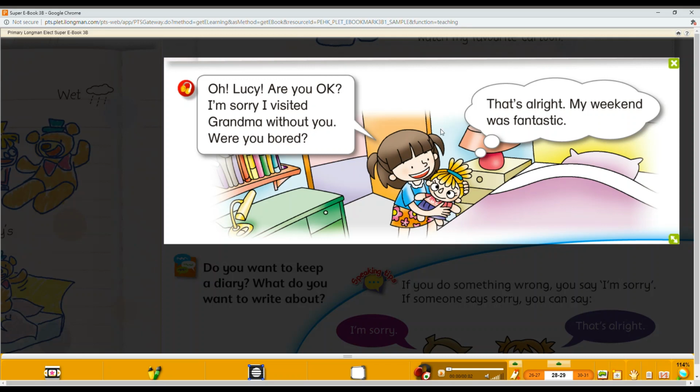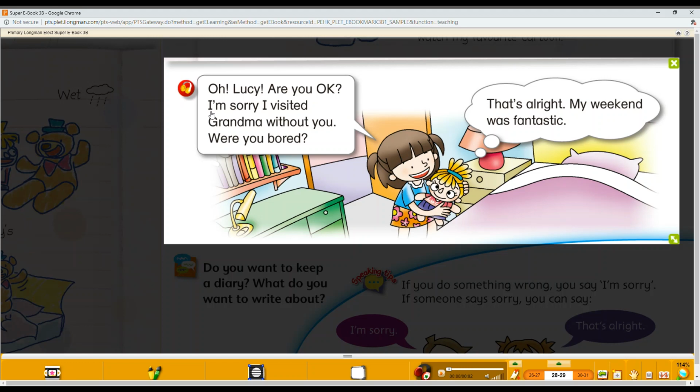Notice here in the self-talk of Kelly, sometimes she used past tense and sometimes she uses present tense. So, for example, are you okay? I'm sorry, Lucy. That means she feels sorry now. Present tense, I am sorry. Are you okay now? Present tense. Lucy, in her thoughts, replied, that's all right. So, I am all right. So, she uses present tense.